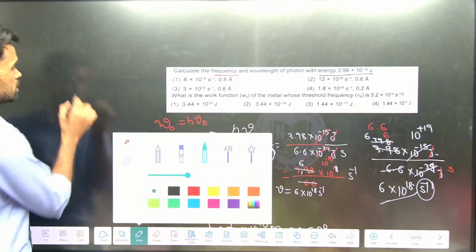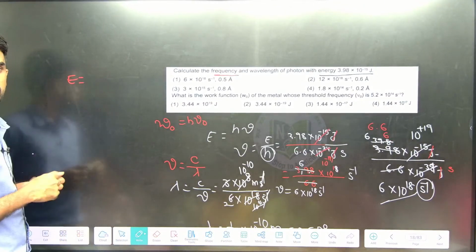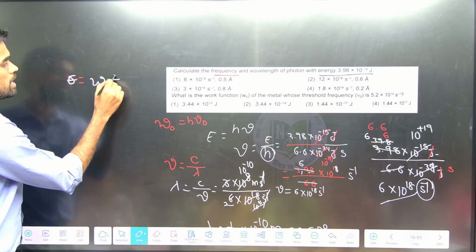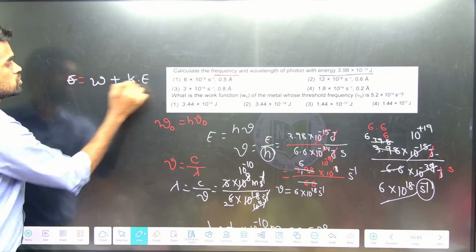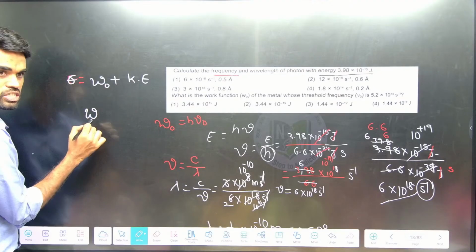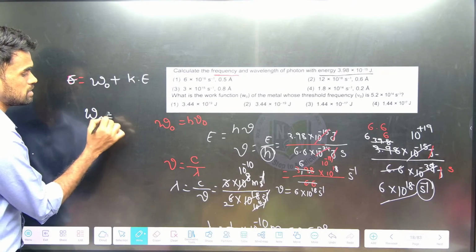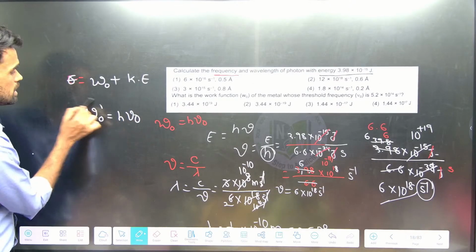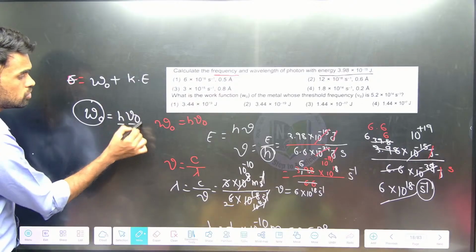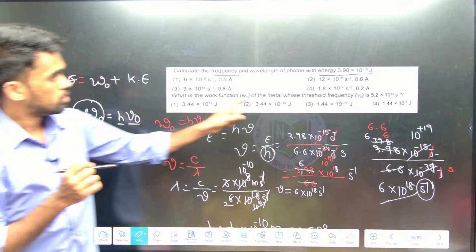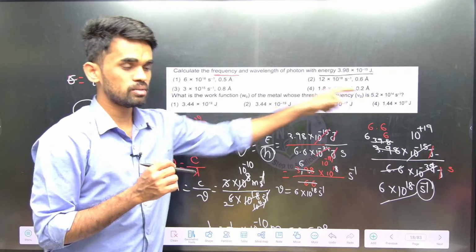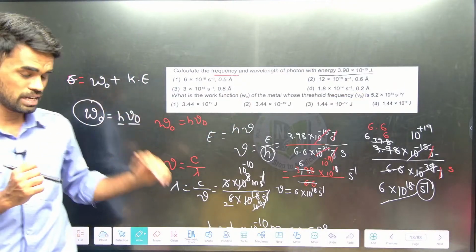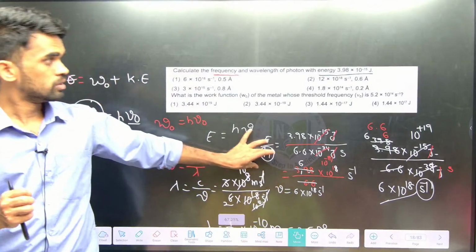E supplied equals work function plus kinetic energy. So now this work function is nothing but energy only, I told you. So that is H nu naught. Now what they are asking you to calculate: what is the work function? So H into nu naught, you do. So nu naught is given, multiply with H, you will get the answer. Okay, once try it, everyone. I will be checking now. Once try it, everyone.